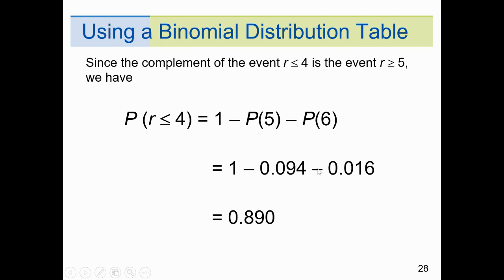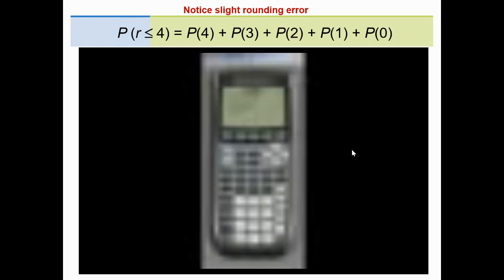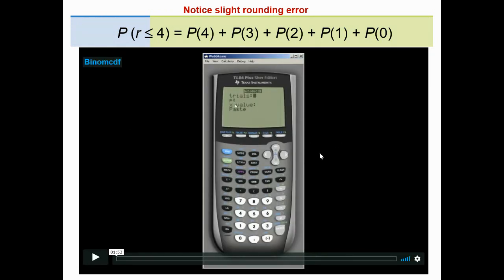That's a mistake on my part. This should be in parentheses here, and that should be a plus sign, adding those two together and then subtracting from 1. We're going to do the same thing with the calculator. We're going to make use of the complement rule. And this will show you how that is accomplished.